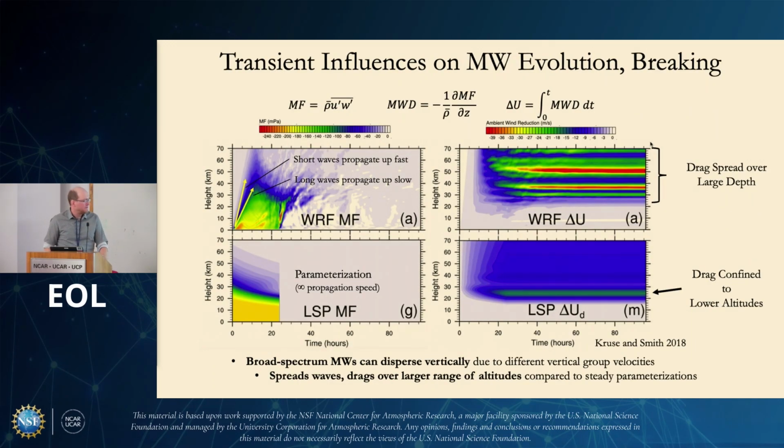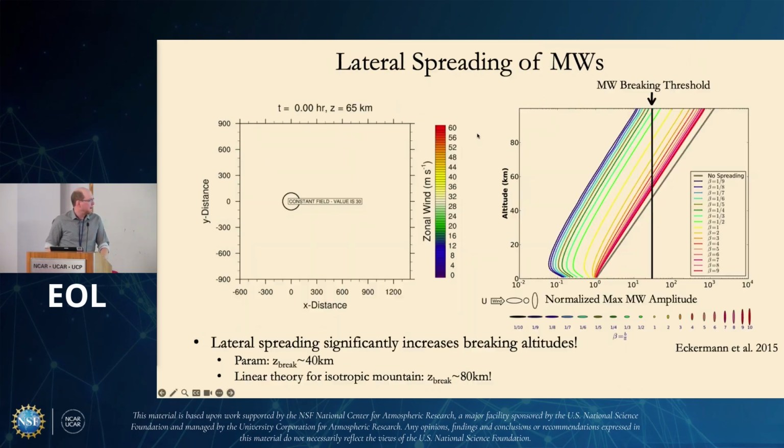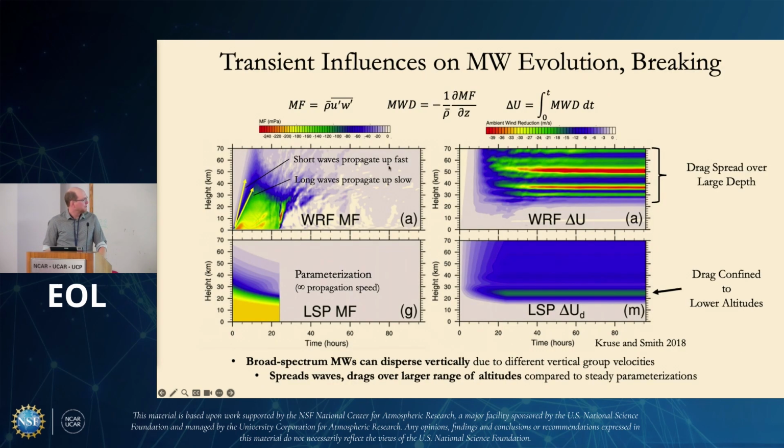Another gravity wave phenomenon that can happen that is not represented within any parameterization currently, I think, is spectral and transient influences. If you've got an isolated bump, you've always got a spectrum of scales that you're forcing. That gives you a spectrum of vertical group velocities. Linear theory tells us that short waves will propagate up quickly, long waves propagate slowly. This can lead to vertical dispersion of the wave activity and spread out drags further aloft.